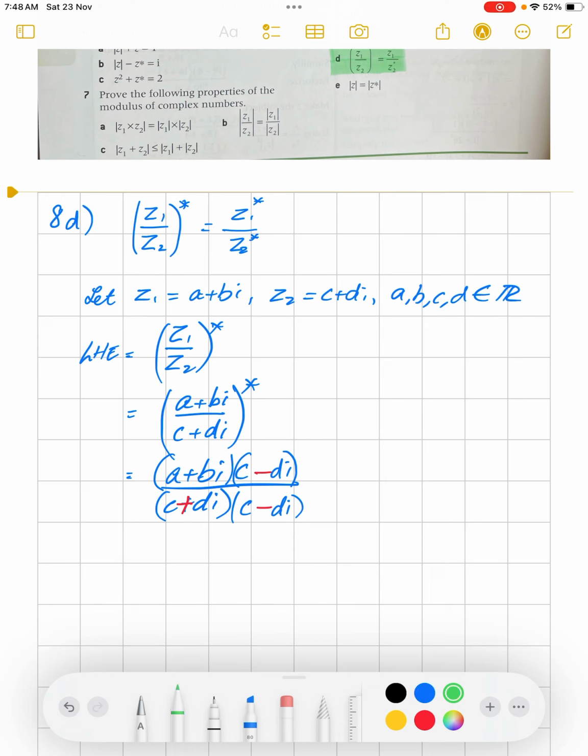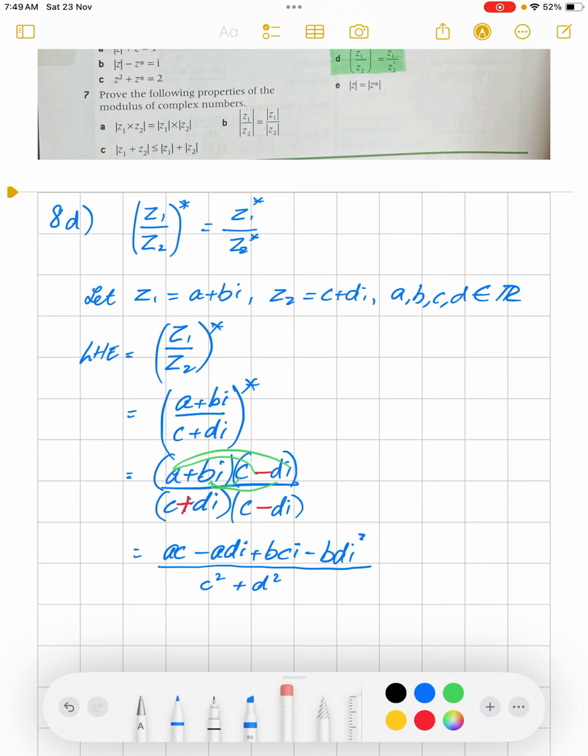So what we have on the numerator, I'll expand that to be AC minus ADI plus BCI, and this is a minus BDI squared. The denominator is the difference of two squares. When you multiply by the conjugate, you simply get C squared plus D squared. So it's the modulus squared.